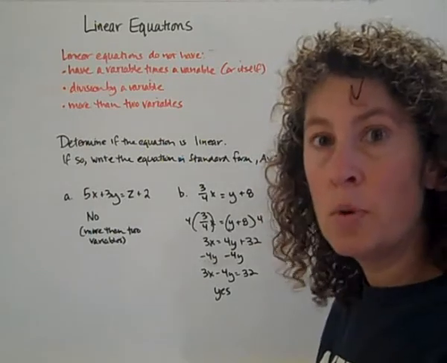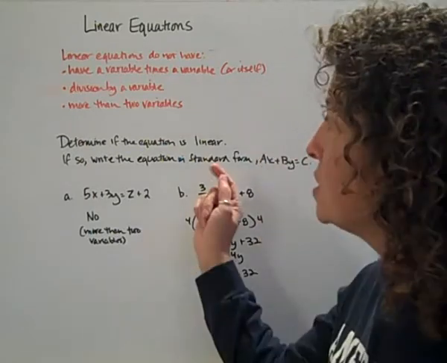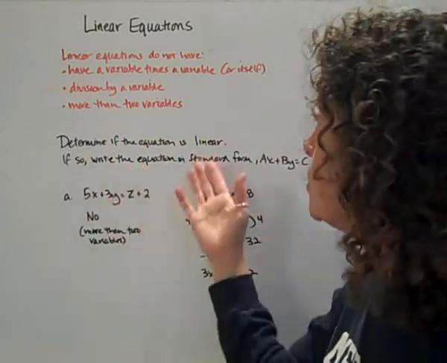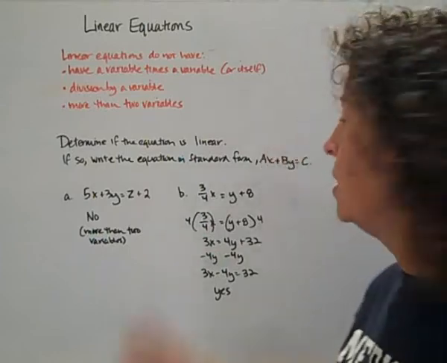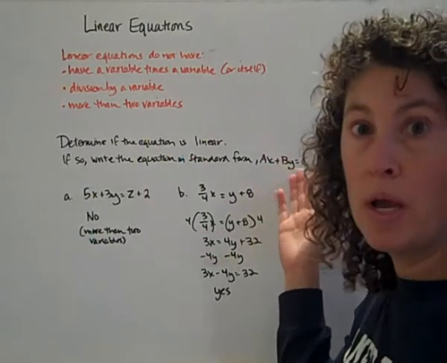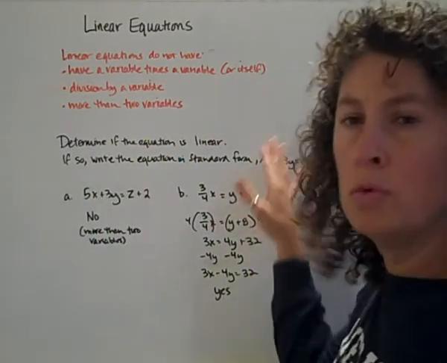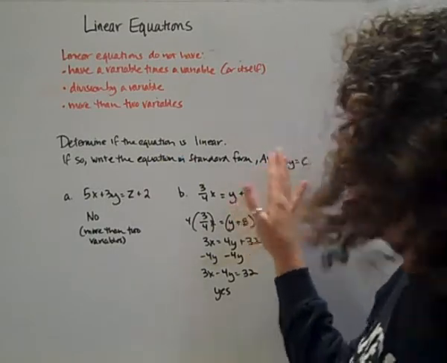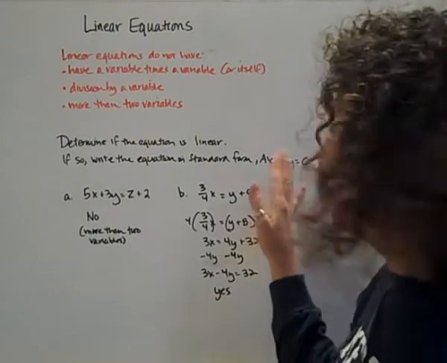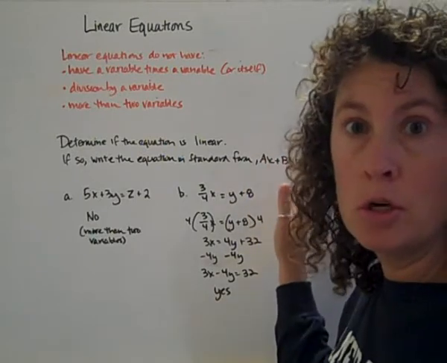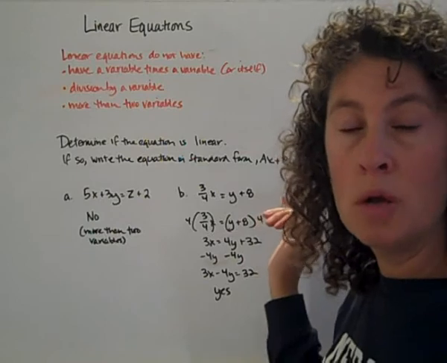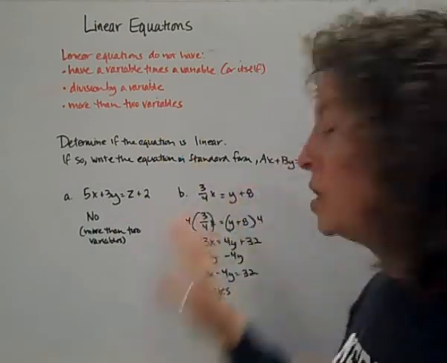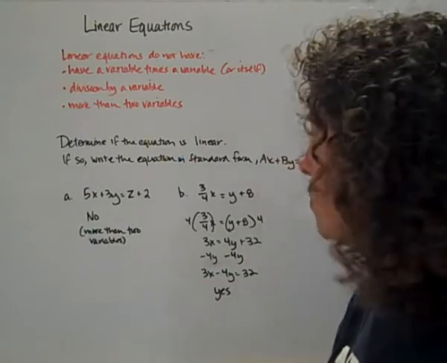So let's take a look at some equations and decide if they are linear or not. Our directions here are: determine if the equation is linear, so first a yes or a no. Second, if so, we're going to write the equation in standard form. Standard form looks like ax plus by equals c. And we have a few other rules on there. A has to be greater than or equal to 0. A and b can't both be 0. A, b, and c have to all be integers with no common factor other than 1, which we'll get into later in our standard form. But we're just going to look at a simple version of our standard form.